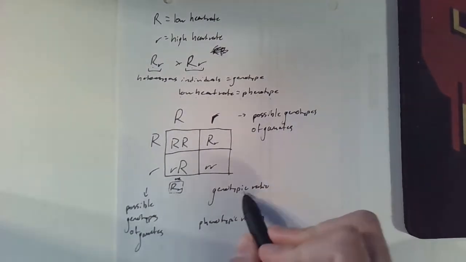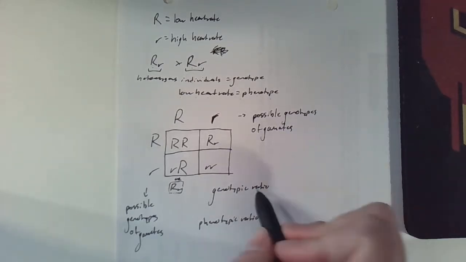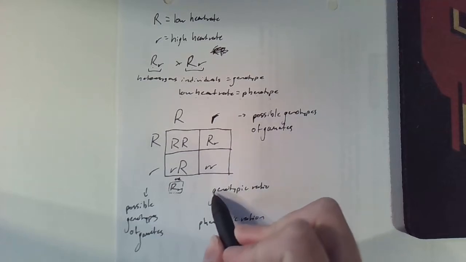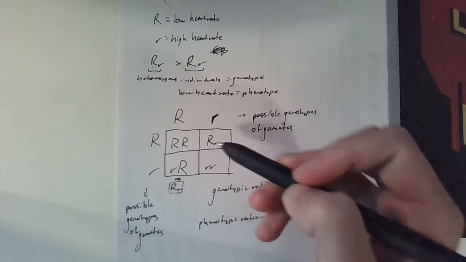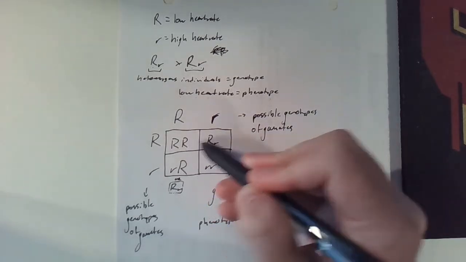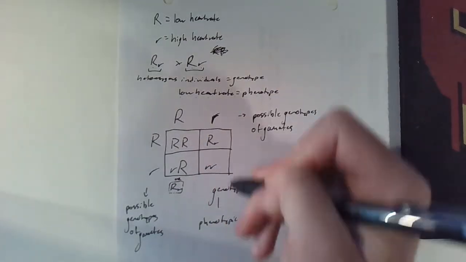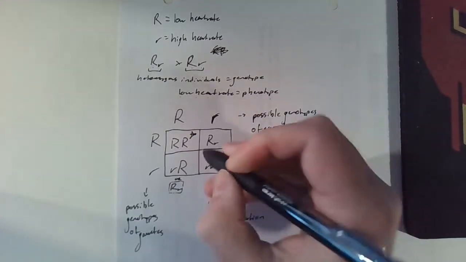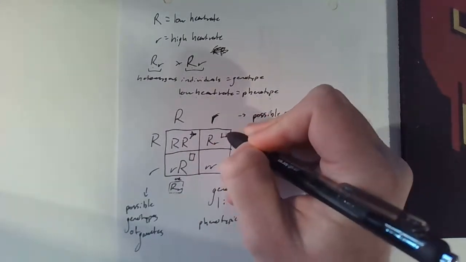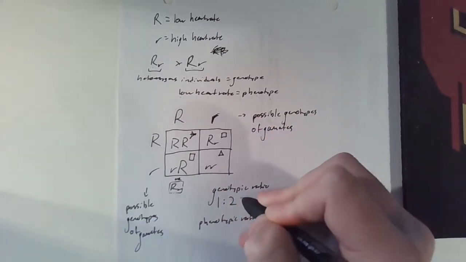So when we're talking about the genotypic ratio, that means we're looking at what is the ratio of the genotypes, or what are the possibilities, what are the frequency of the possibilities of the genotypes. Well, I see three different genotypes here in this Punnett square. I see one homozygous recessive. I see two heterozygotes. And I see one homozygous.